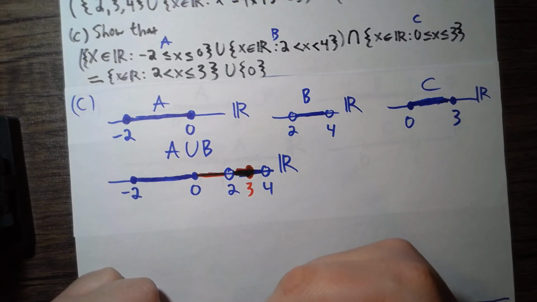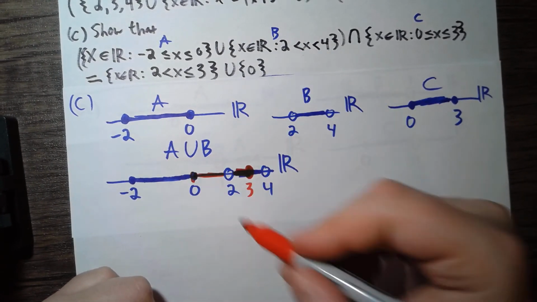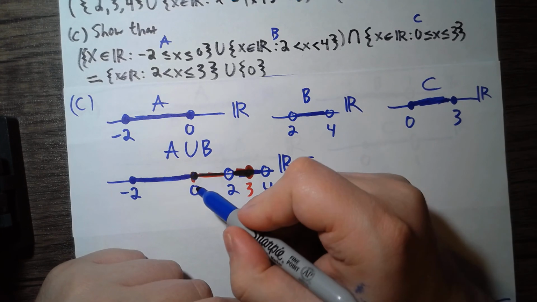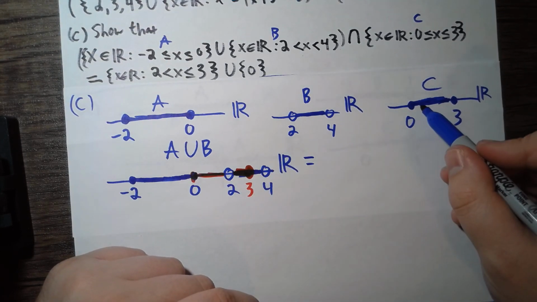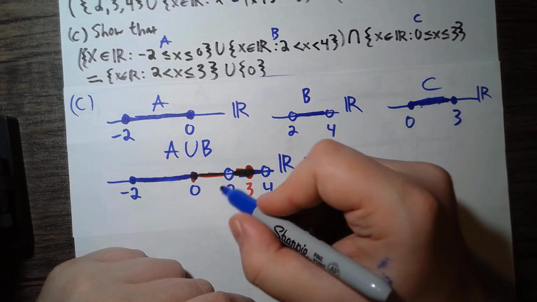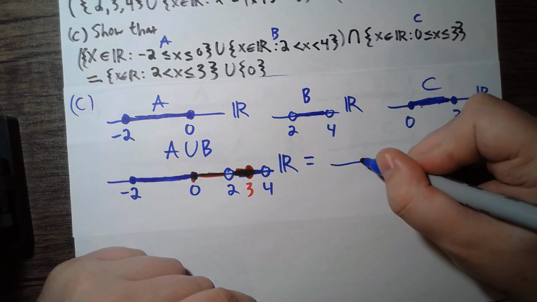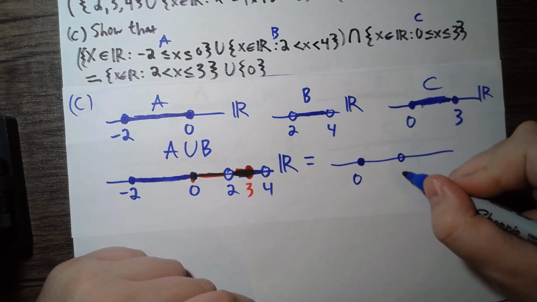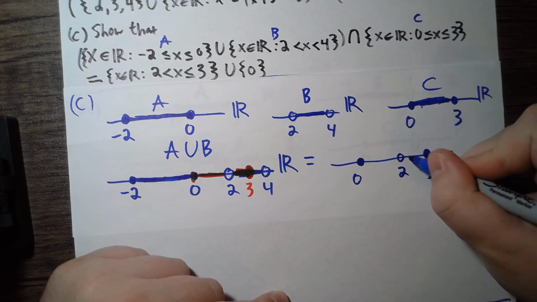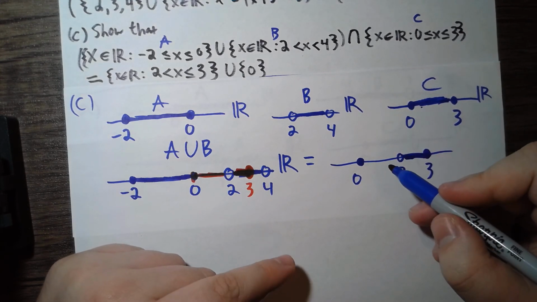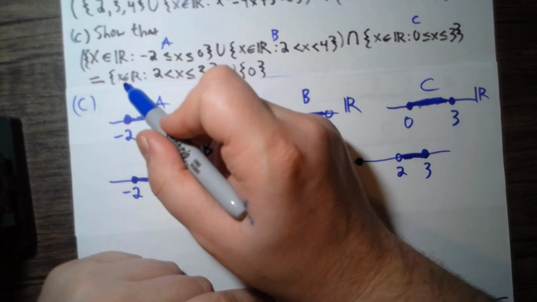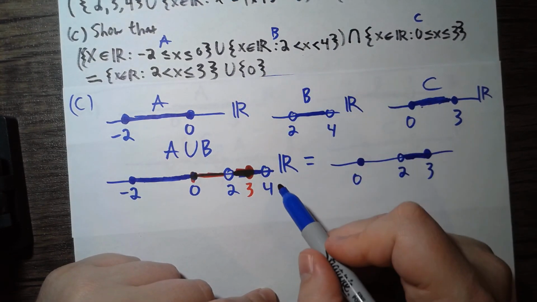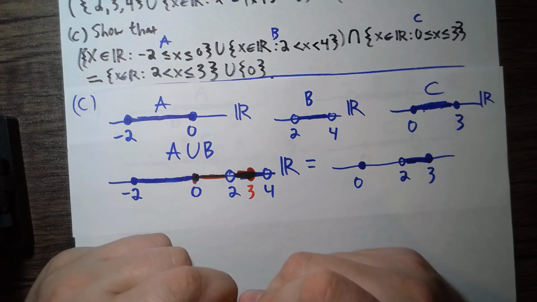It also includes 0, because 0 is in both C and A union B. So if we draw this set, it'll be 0, and then everything between 2 and 3, not including 2. This is exactly the set of x between 2 and 3, not including 2 but including 3, union 0. And that's exactly what we have. So that's the solution to this problem.